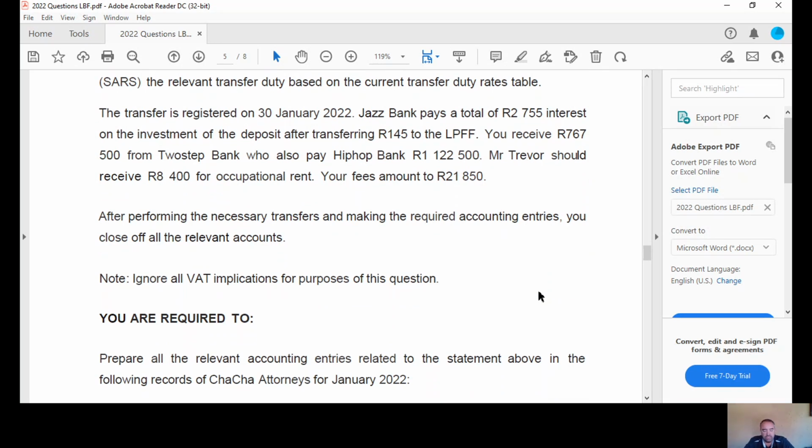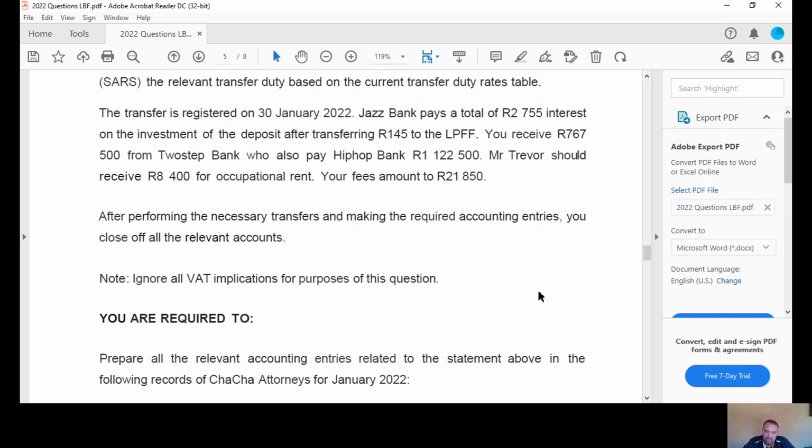Mr. Trevor should receive 8,400 Rand for occupational rent. Okay, so what you've got to do is you've got to do a journal where you take the money out of Miss Benedicta's account and you credit Mr. Trevor's account first to show that the rent is due from him. So we move it out of her account into his account, and then also you must physically pay it to him. So there's a second transaction there where you pay out the occupational rent after you've done the journal to take it from Miss Benedicta to Mr.